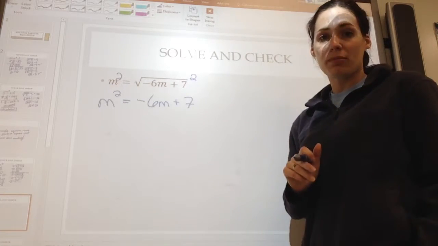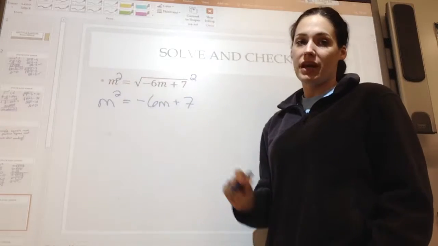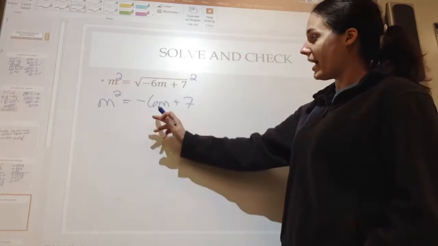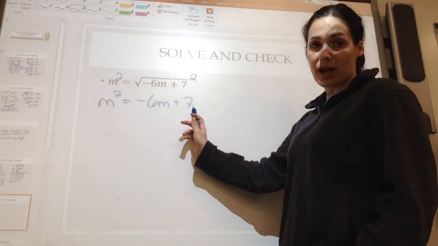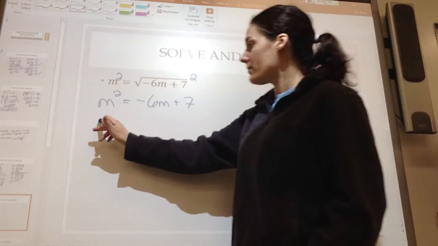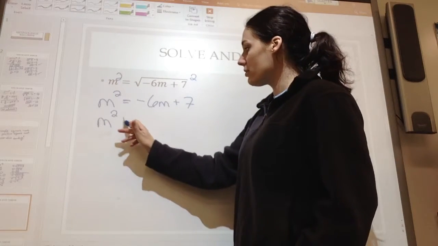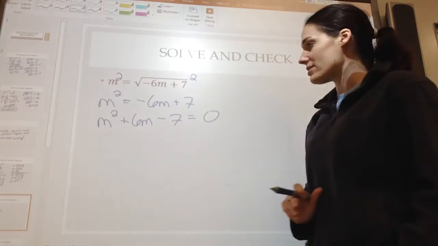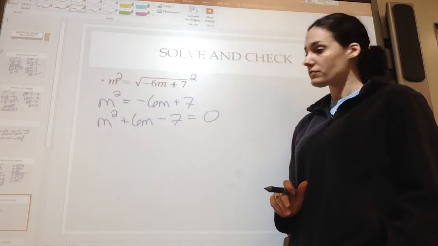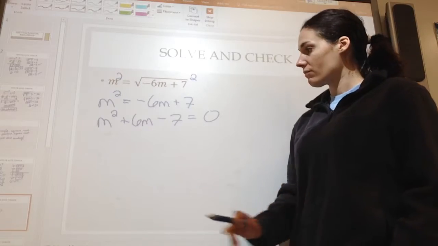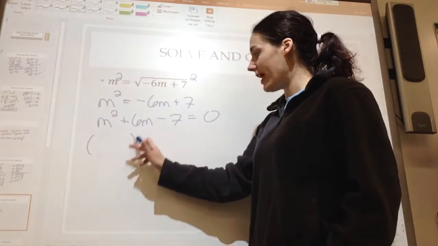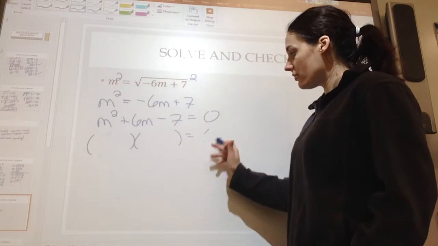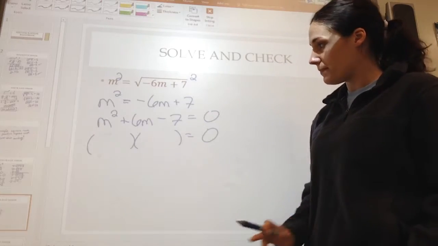Just like the last problem, we've got to get everything over to the m squared side. So I'm going to add 6m, and I'm going to subtract 7 over to the left-hand side. That leaves me with m squared plus 6m minus 7. And now that's all equal to 0. I have to factor to solve this, so we'll practice that one more time.